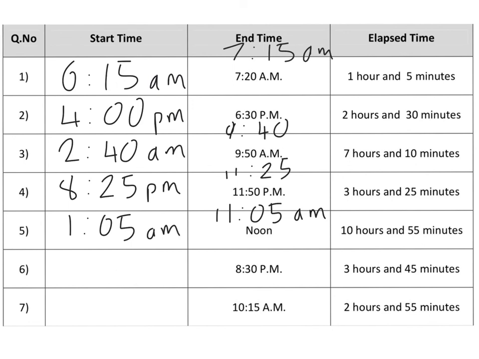Okay, the next question then is 8:30 p.m. Go back 3 hours and 45 minutes. So if I go back 45 minutes first, so if I go back 30 minutes, it'll take me to 8 p.m. Then the other 15 remaining from the 45, that will be 7:45 p.m. And then go back 3 hours from that, 4:45 p.m.